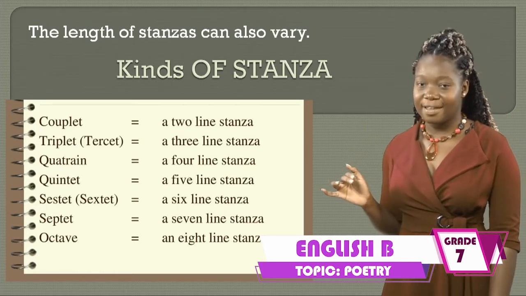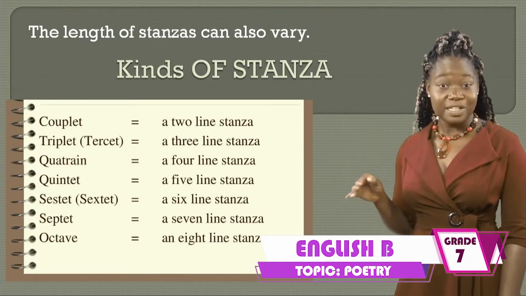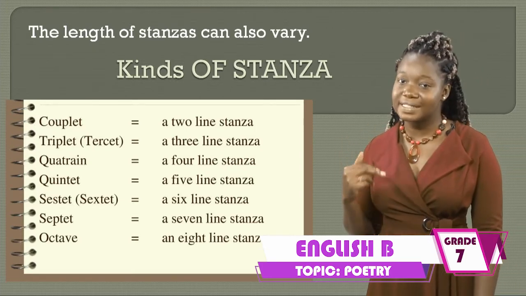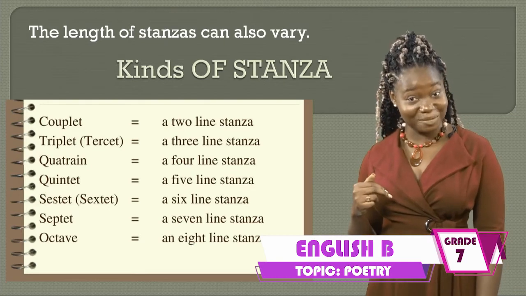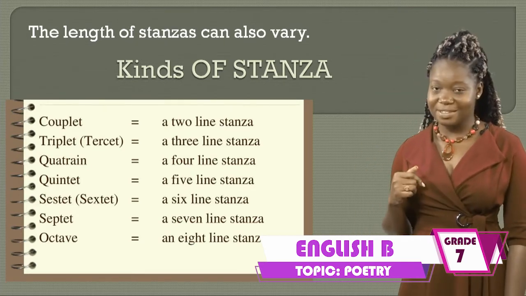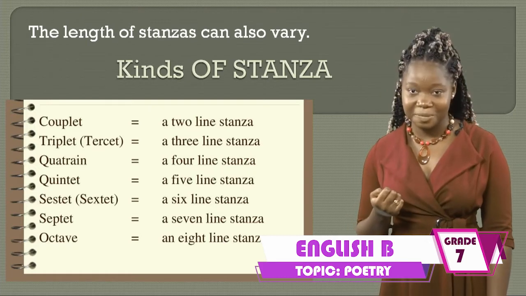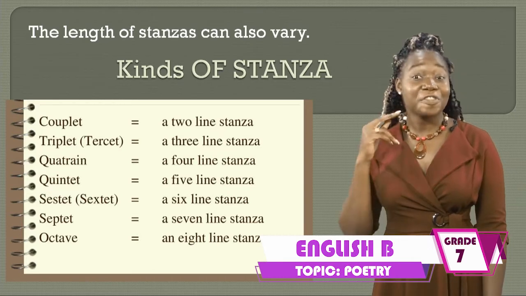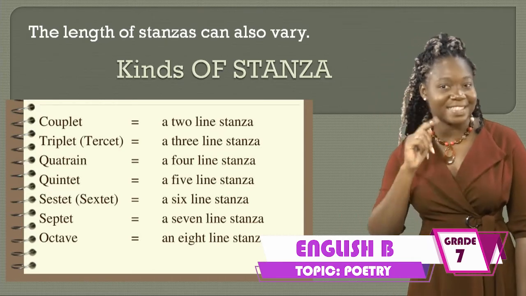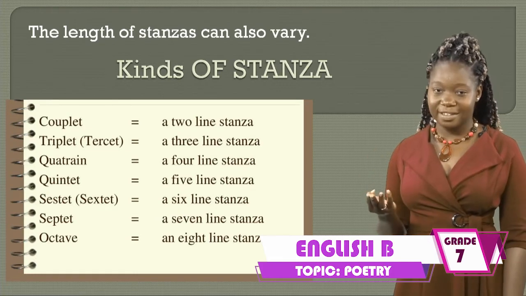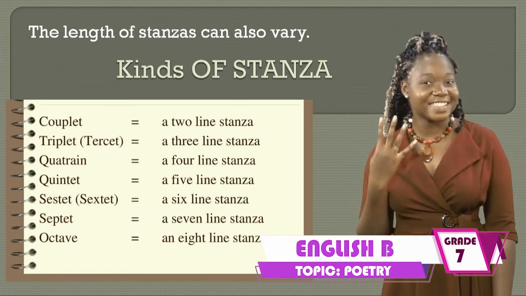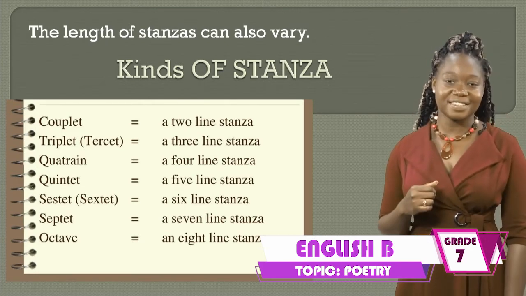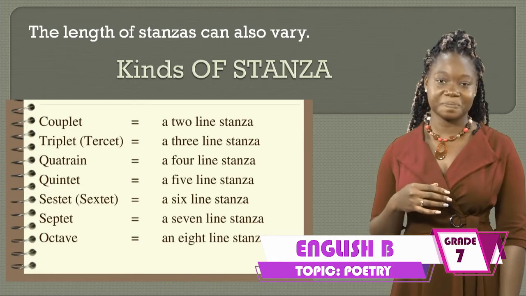A couplet. These are all French words. So couplet means a 2-line stanza. I go that again. Couplet means a 2-line stanza. Triplet or tercet has 3 lines, which give you 1 stanza. Quatrain is a 4-line stanza. Then we have quintet. A quintet is a 5-line stanza.